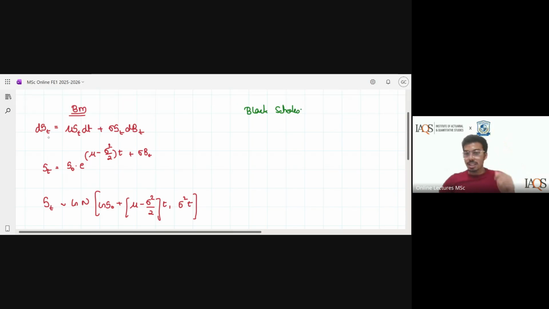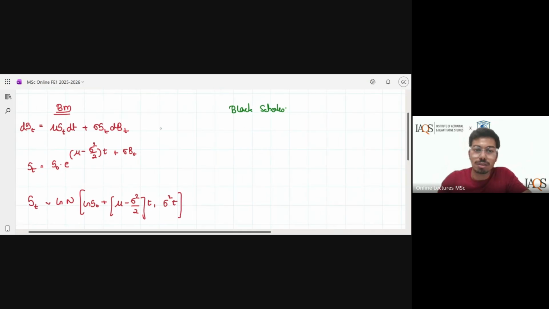Cool. So these are the three equations that we've looked at. The SDE form of the share price process, dST is mu ST dt plus sigma ST dBT. I also looked at the process form, ST is equal to S0 into e raised to mu minus sigma square by 2 t plus sigma BT, and the distribution form of ST.